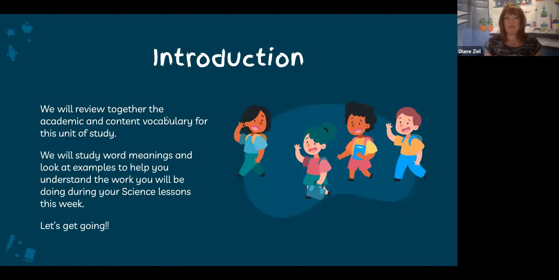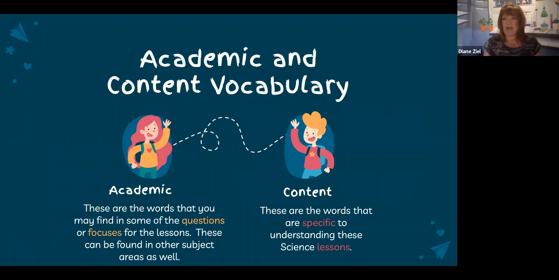Today, we will review together the academic and content vocabulary for this unit of study. We will look over the word meanings, study some examples to help you understand the work you will be doing this week in your science lessons. Let's get going. We will look at both academic and content vocabulary.